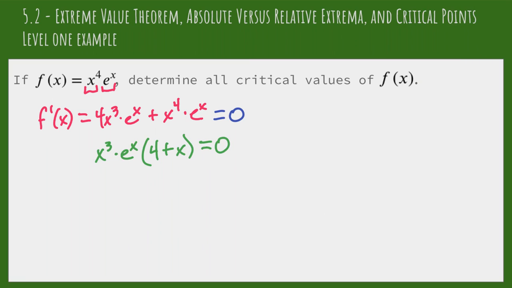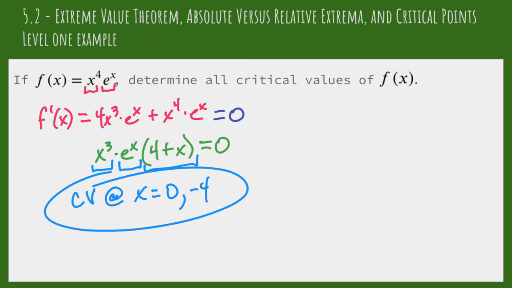So we're going to get critical values. All right, CV at x equals, if we set x cubed equal to 0, we get a critical value at 0. Technically, we get 3 critical values at 0, but they're all at 0, so we're just going to list that once. If e to the x is 0, well, there's no x value that gives us 0 for e to the x, so that doesn't work. And then if we set the 4 plus x equal to 0, we're going to get negative 4. So we get critical values at x equals 0 and x equals negative 4.